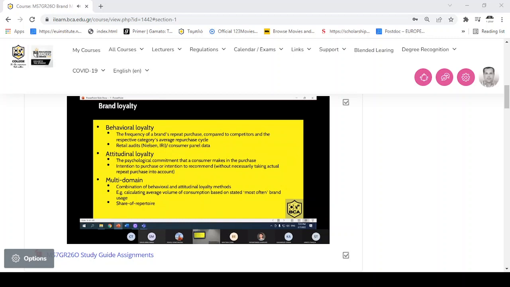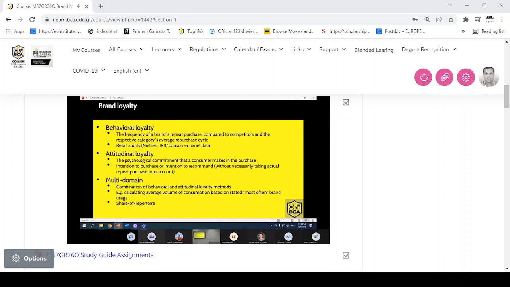The second one is called attitudinal loyalty, which is the psychological equivalent of behavioral loyalty. Behavioral loyalty is actually evidenced through actual purchase, whereas attitudinal loyalty is when it's simply stated in research. For example, a researcher asks you to tell me which of these brands you will consider purchasing in your next visit to the shop, and you name 1 to 3 brands. The higher the incidence of your brand in this repertoire, the more attitudinally loyal the customer is toward your brand.